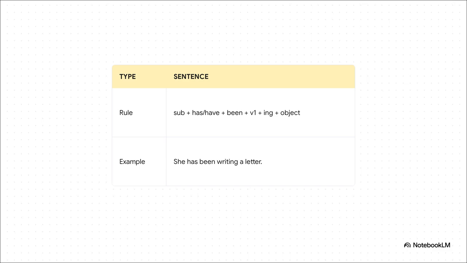So what if that action that started in the past isn't finished yet? For that, we've got the present perfect continuous. This one really puts the spotlight on the fact that an action started way back when and is still happening. She has been writing a letter, and nope, she's not done. The whole point here is to emphasize the duration.